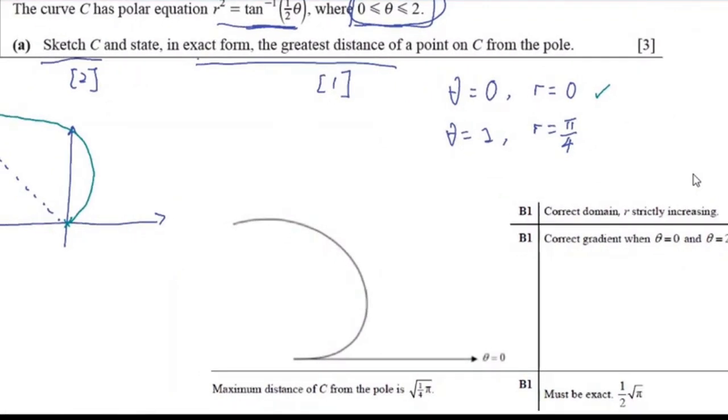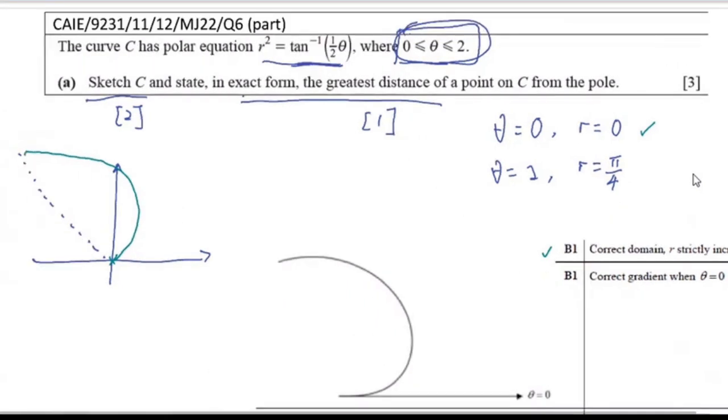If you look at what we have for the mark scheme here, 1 mark is given when we have got the correct domain and r is strictly increasing. So we just have to sketch our graph from 0 to 2 for theta. If you have got anything more than that or less than that, we won't get the marks from there already. So it's important for us to actually mark this here.